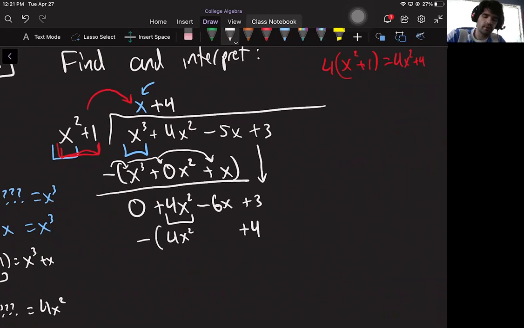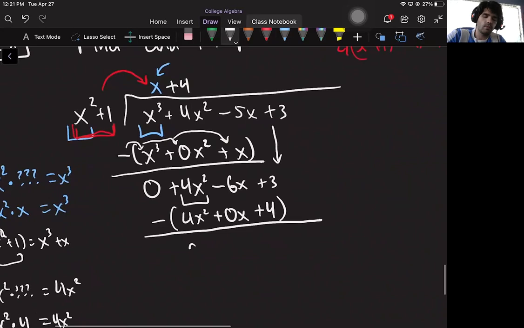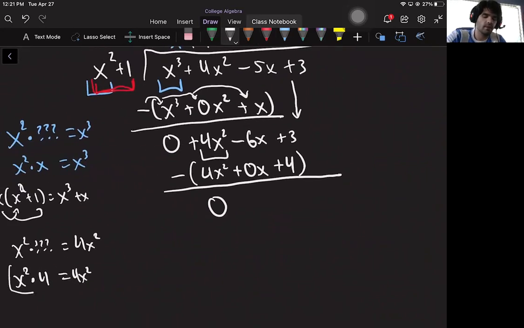And then I'm going to subtract, and I'm going to put in this filler 0x just to make the alignment nice. And now we're going to subtract. So you should notice the first terms always cancel. 4x squared minus 4x squared is 0. And that's how we set it up. That's why we picked that 4. And we asked how many times does it go into that thing for that reason.